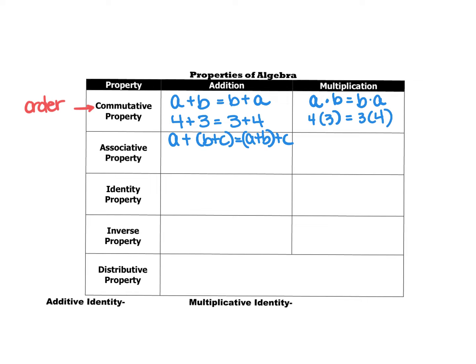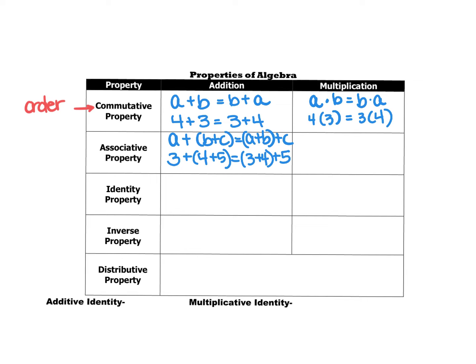And so for example, I could have 3 plus, in parentheses, 4 plus 5, could equal to, in parentheses, 3 plus 4, plus 5. So for example, I would do 4 plus 5 is equal to 9, and 9 plus 3 is equal to 12. Or I could do 3 plus 4 is 7, and then 7 plus 5, I would get 12 as well.